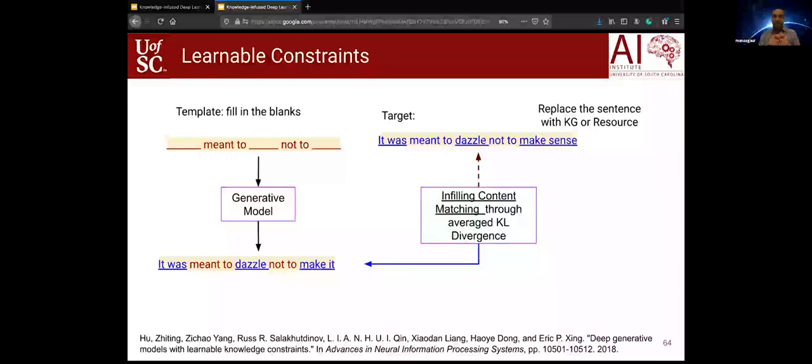So every time the generative model is making some prediction, you calculate the KL divergence between that sentence and the target sentence. In this process, the generative model over time learns what is the right word to fit in those fill in the blanks. So this is basically the idea for the learnable constraints. You are using KL divergence to find the mapping between the predictions by the generative model and the target sentence.